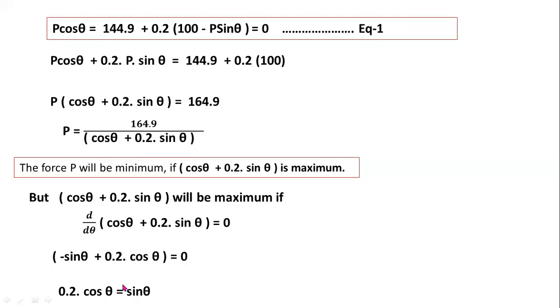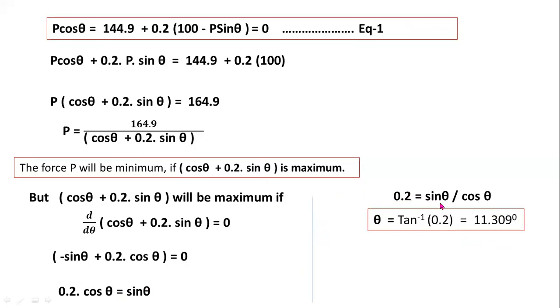From this equation, you can get the value of theta. Here theta equal to tan inverse of sin theta by cos theta, that value equal to 0.2. So the angle of inclination of the effort P is theta equal to 11.309 degrees.